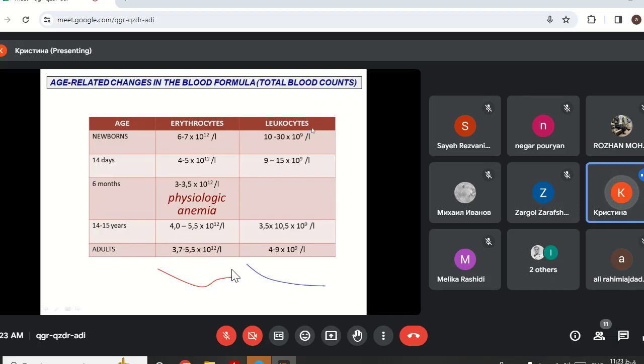What about leukocytes? In newborns we have a higher than adult number of leukocytes, 10 to 30 billions per liter in newborns, and 4 to 9 billions per liter in adults. And while the baby grows, the number of leukocytes goes down, and the graph will look like this.